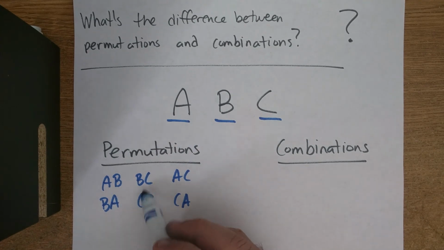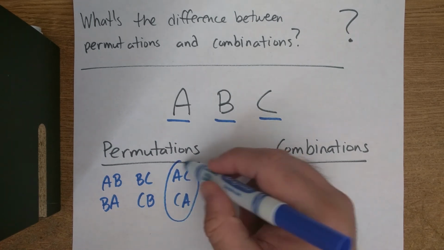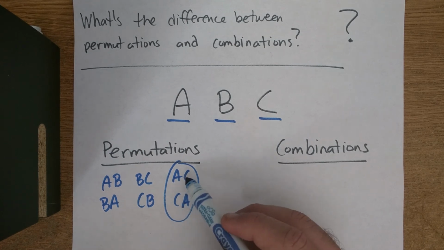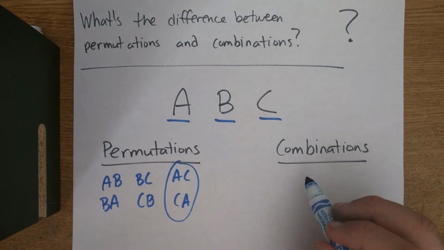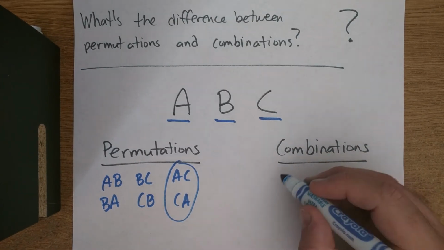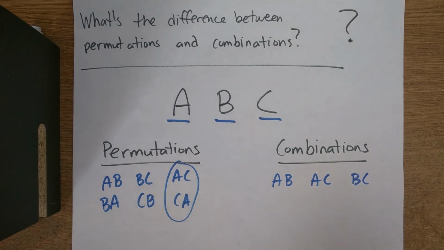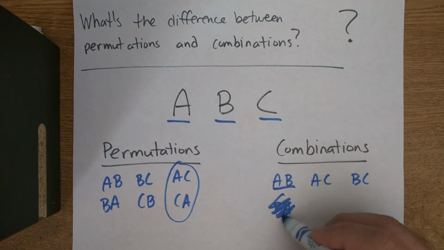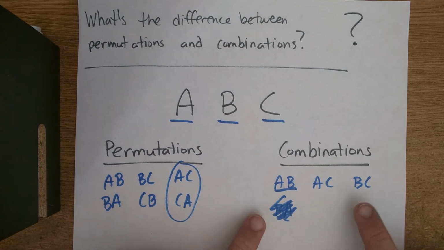Because each one of these are considered different because the order matters. Even though, like for example, these two contain the same letters. They both contain an A and a C. But they're considered different because the order is different. So if I said, give me all the possible 2-letter combinations, all you could give me is AB, AC, and BC. Because if I try to put BA in this list, because order doesn't matter with combinations, I already have BA taken care of right here. So I don't want to put that in my list. So that's the difference between permutations and combinations. Order matters, order doesn't matter.